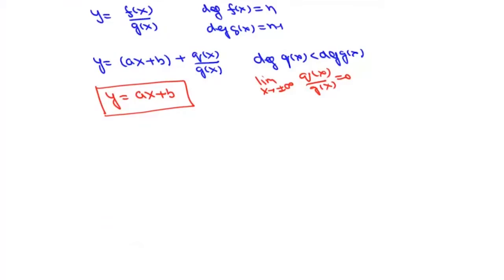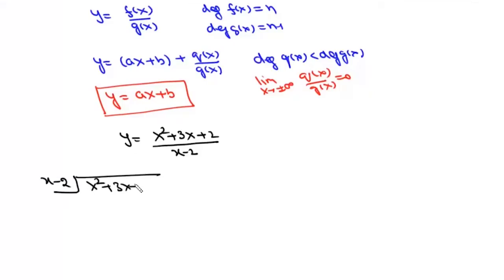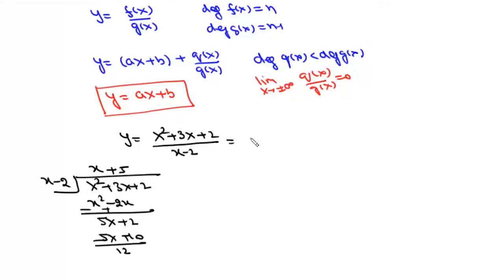our function is y equals x square plus 3x plus 2 upon x minus 2. So if we divide, we can write x minus 2, and here it is x square plus 3x plus 2. Now this is x, so it will be x square minus 2x. Now this is minus plus 5x plus 2 plus 5. So it will be this 5x minus 10, and this is 12. So we can write this as x plus 5 plus 12 upon x minus 2.